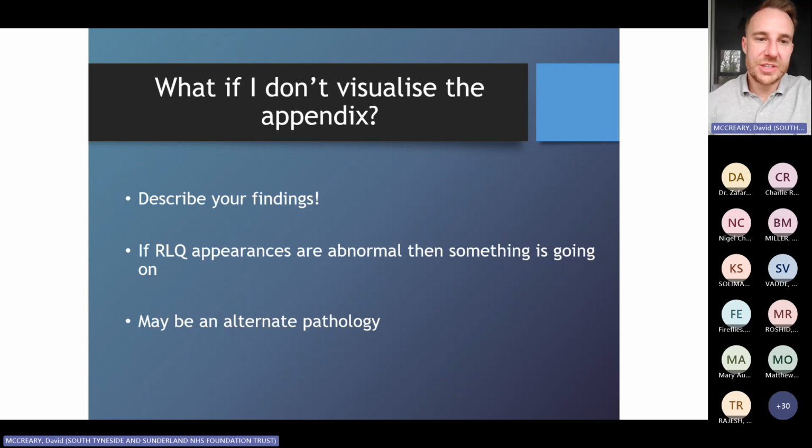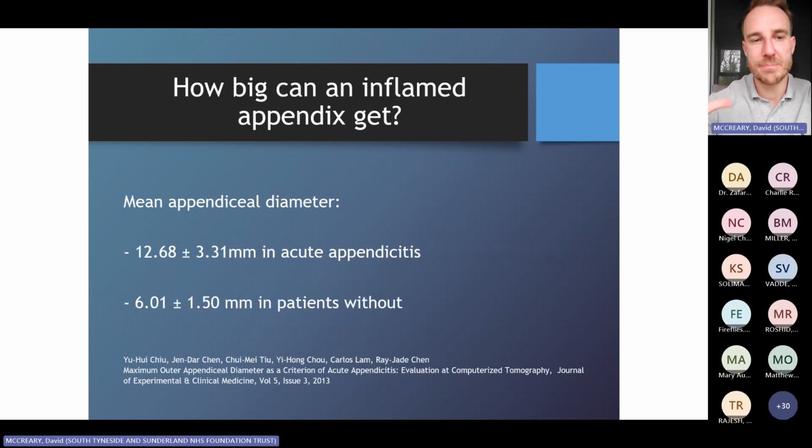So what if you don't visualize the appendix? Well, I would say don't worry. Put it into clinical context of what you're thinking about and look for your secondary signs. If your right lower quadrant appearances aren't as you expect them to be and they're abnormal, then something's definitely going on, but there could be some other pathologies. So if you see something massive, how big could it be if it's the appendix? We talked about my case where it was that huge loop. Studies have looked at this, and you can go up to maybe as high as even 1.5.